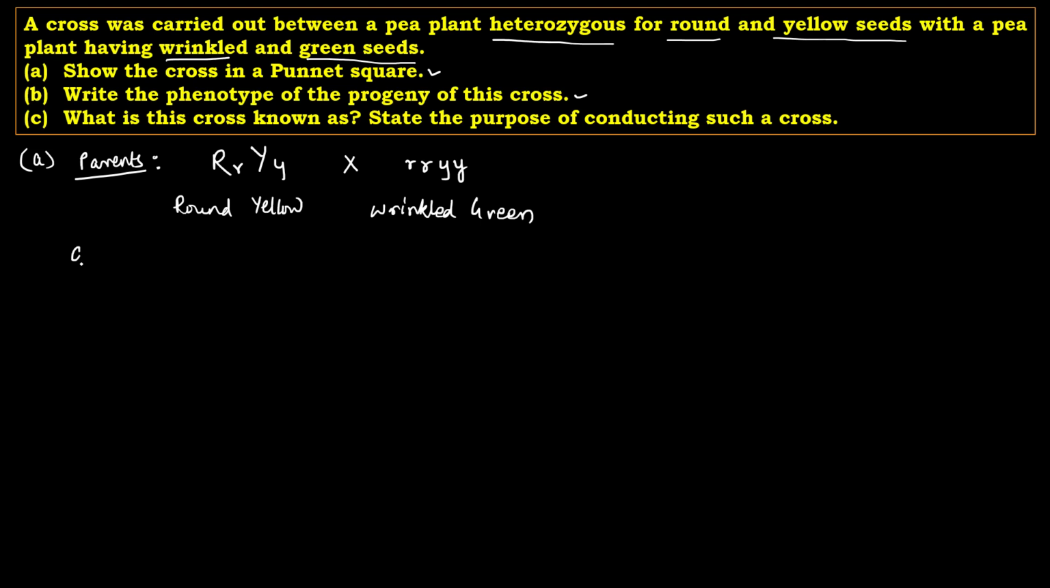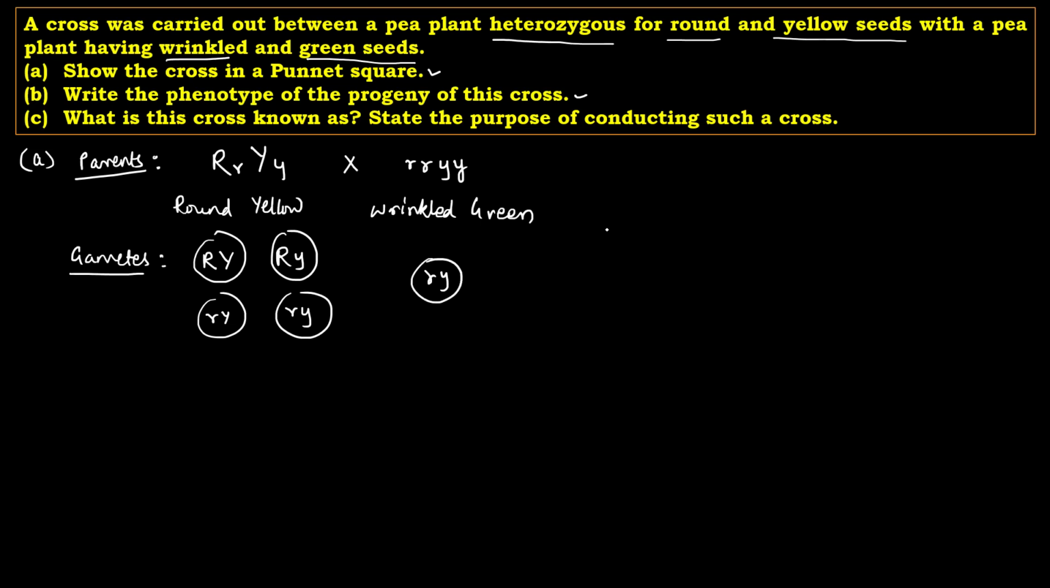Okay, so the gametes here are going to be capital R, capital Y, one type of gamete. Then we are going to have capital R, small y, another type of gamete. Then we can have small r, capital Y, and small r, small y. So these are the four types of gametes possible in the first parent. In the second one, it is only of one type, that is small r, small y. So accordingly, we have to find out the next thing, that is going to be the progeny, and to find the progeny, we have to use the Punnett square.